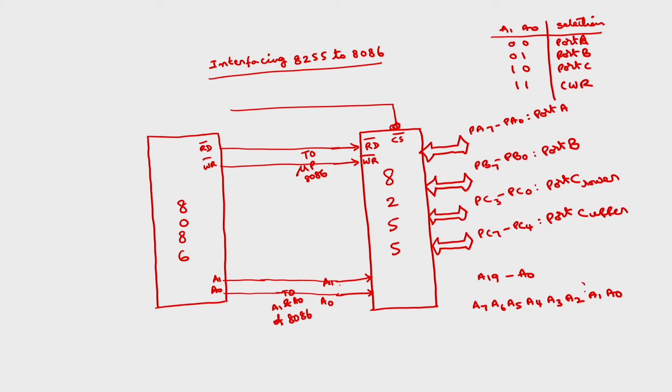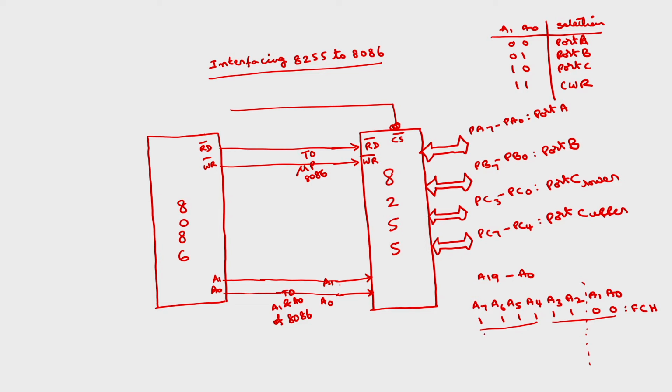Here A1, A0 I am going to connect to here. Suppose I make the remaining A2 to A7 all ones; it is up to you, you can connect to either zeros or ones. Here I am assuming that they are connected to 1. Then what is the address of port A? If A1, A0 is 0, 0, then port A will be selected. So what is the 8-bit address? This will be C, this will be F. So this address will be FCH.